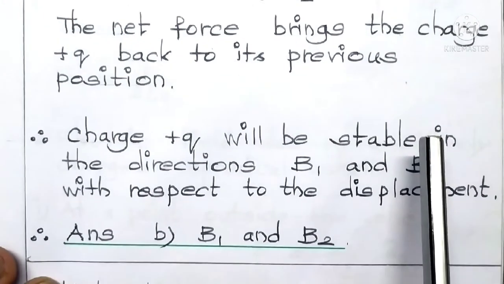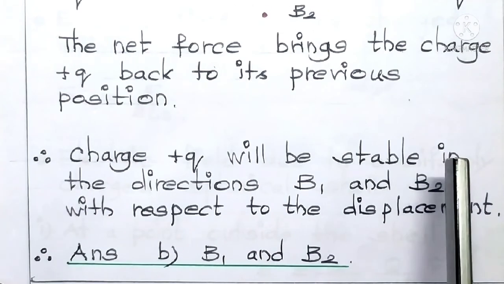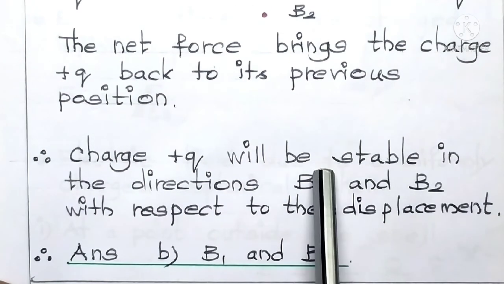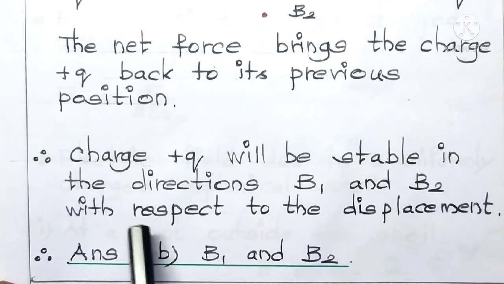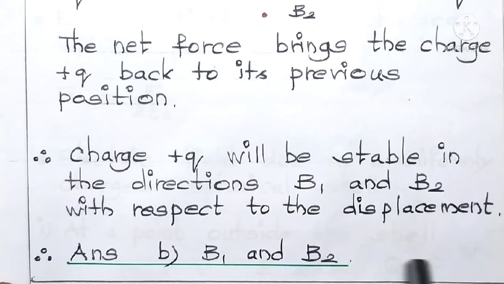Therefore, charge plus q will be stable in the directions B1 and B2 with respect to the displacement. So which is the answer? Answer option B is correct. B1 and B2. When it is moved in the direction of B1 and B2 only, it will remain stable.